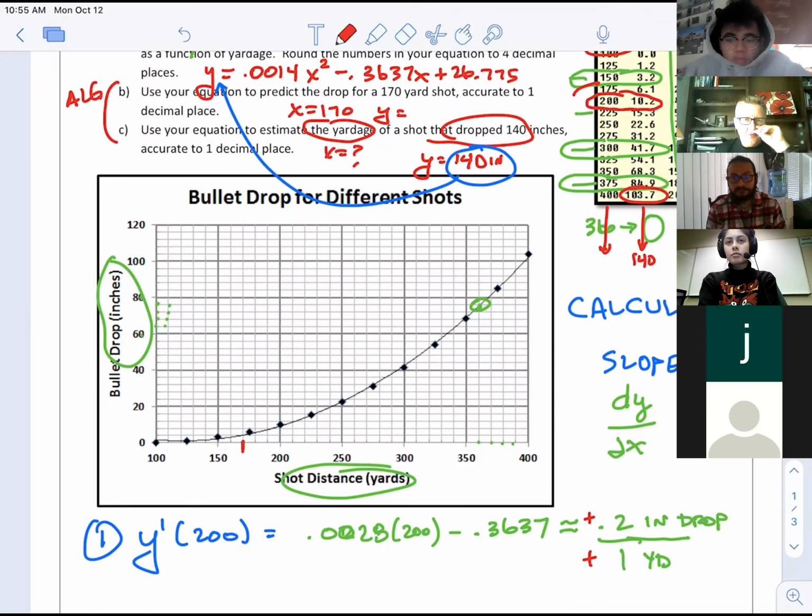Well, what is this saying? This is where the plus signs are really good, because in the real world you don't say plus, you say increase. Plus is increase, negative is decrease. What this is saying is if you increase your shot by 1 yard, so you go from 200 to 201, then it'll increase the drop by 0.2 inches. So in other words, it allows me to jump to the next length. I've got a 200-yard shot, then apparently it's going to drop 10.4 instead of 10.2. It got 0.2 inches more of a drop.